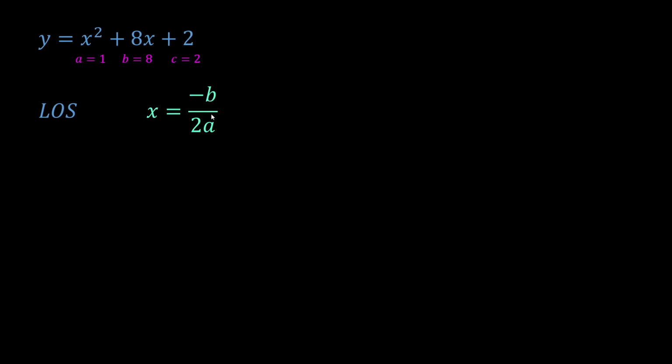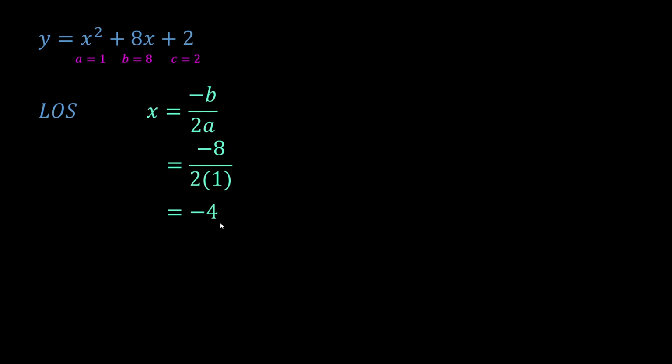So let's put these numbers in here. In this case, we want negative b on the top, so 8, so it becomes negative 8 over 2 times a, which is 1 in this case. A is 1, so negative 8 over 2, and that becomes negative 4. My x value for my line of symmetry is negative 4.